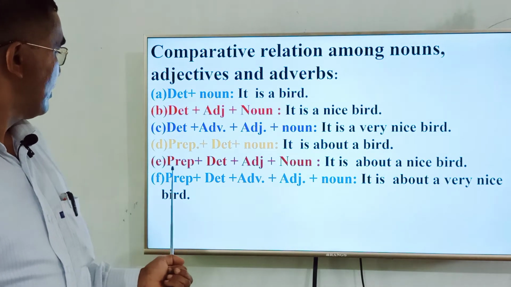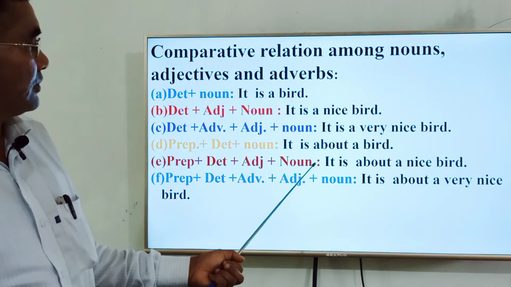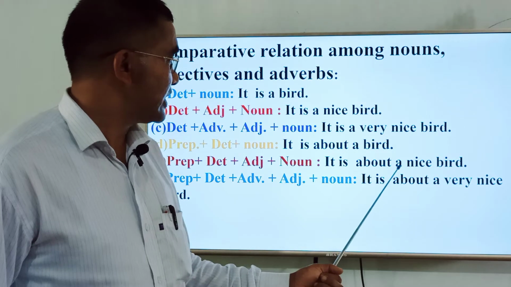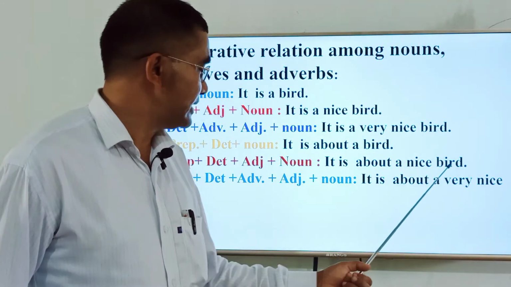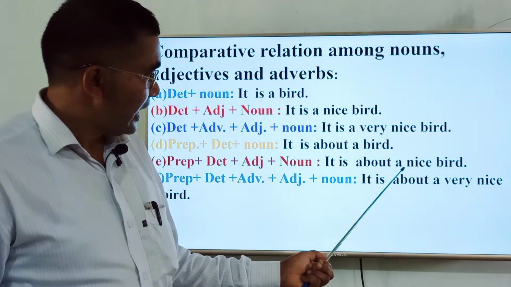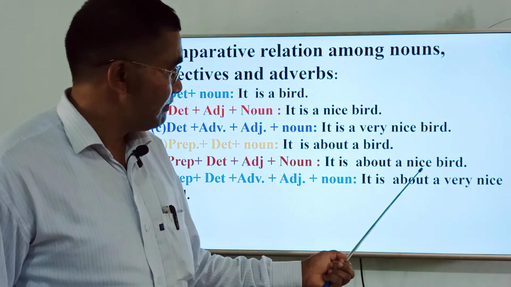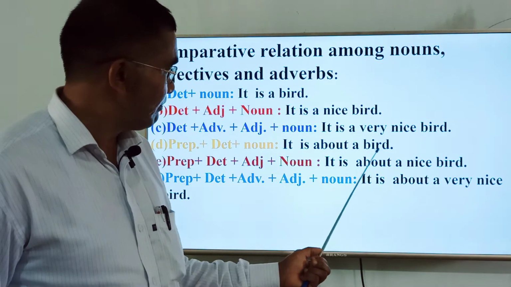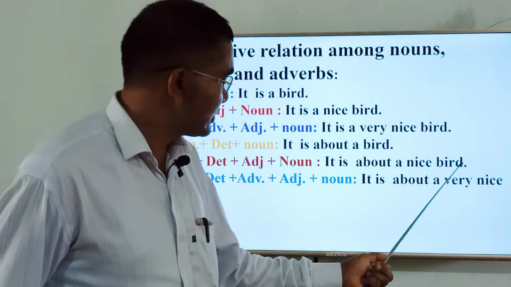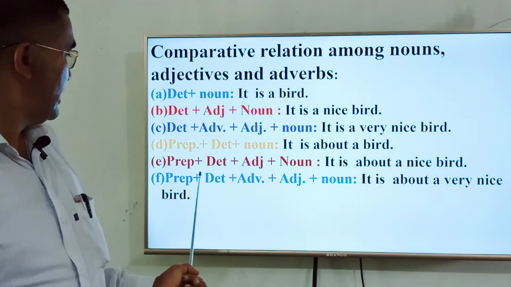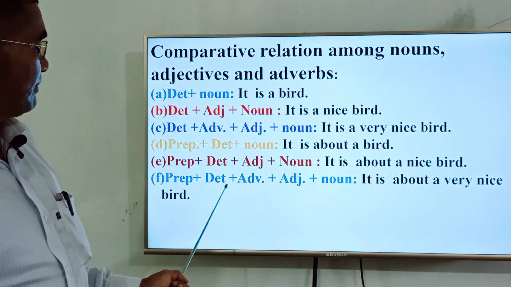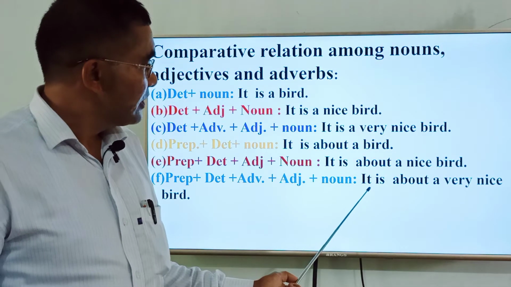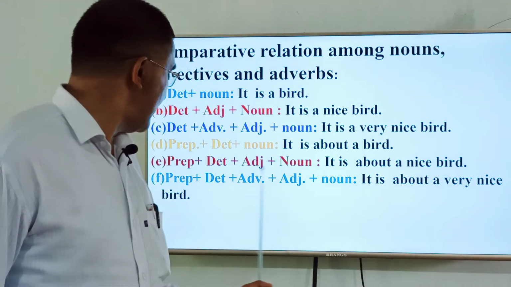And next, preposition, determiner, adjective, noun. It is about a nice bird. In this case, you can see determiner, adjective plus noun, and the preposition has been placed before all these three types of words. Again, preposition plus determiner plus adverb plus adjective plus noun. The example is, it is about a very nice bird.